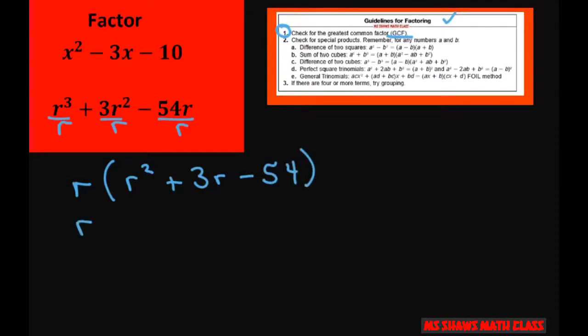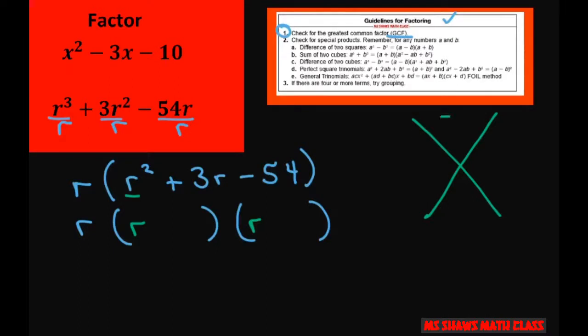Now, I'm going to factor this again and do the same thing we did before. This is going to be r and r, because r times r is r squared. We need a negative 54, and we also need a positive 3. So this is when you multiply, and this is when you add.